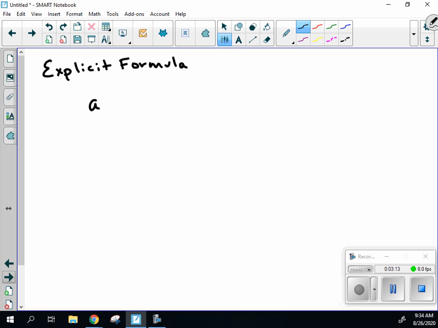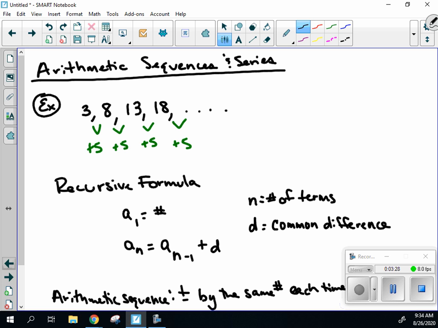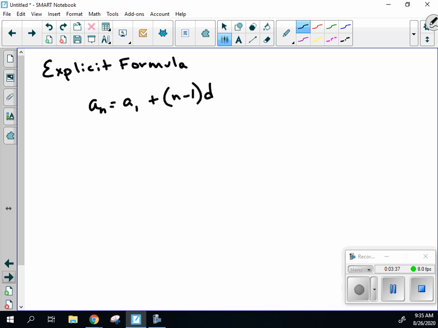The explicit formula is AN equals A1 plus N minus 1 times D. Again, all of those things from prior, such as the N and the D, are all the same. A1 just represents the first term. Actually, let's go back and put that in there. Okay.